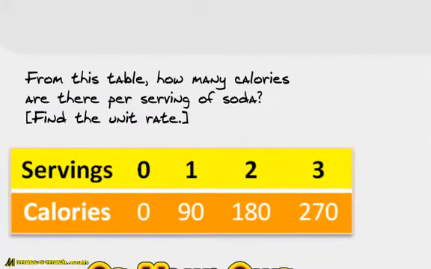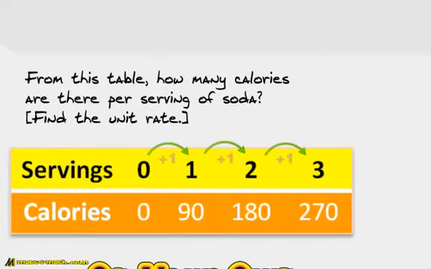All right. Now from this table, I want you to think about how many calories are there per serving of soda. Find the unit rate, really is the idea what you're doing there, is per serving. 0 servings, obviously 0 calories. That's a good soda, isn't it? 1 serving, 90 calories. 2 servings, 180. 3, 270. How many servings per soda? Or calories per serving, rather.